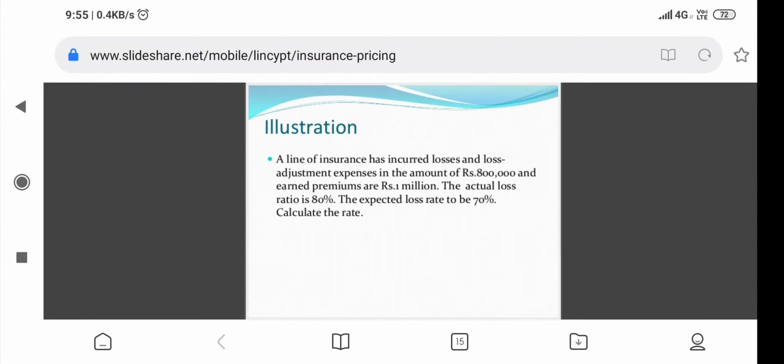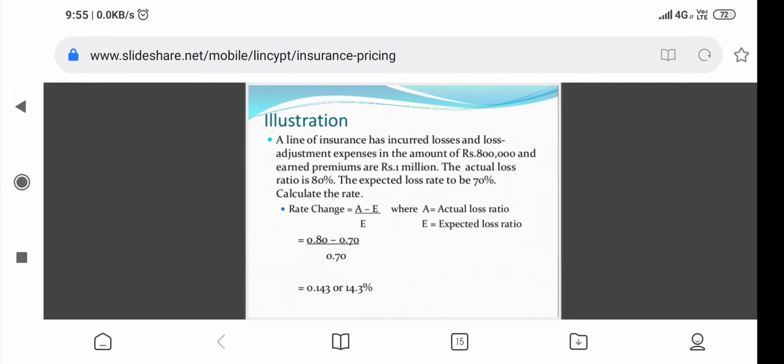So the illustration is: a line of insurance has incurred losses and loss adjustment expenses in the amount of rupees 8 lakh and the earned premium is rupees 1 million. The actual loss ratio is 80% and the expected loss ratio is 70%. We have to compute the rate change. So A is the actual loss ratio, that is 80%. So 80 divided by 100 is 0.8, minus expected loss ratio 70%, so 70 divided by 100 is 0.7, divided by expected loss ratio 0.7. So we will arrive at 0.17143. So that will be multiplied by 100 to compute in percentage. So it will be 14.13.